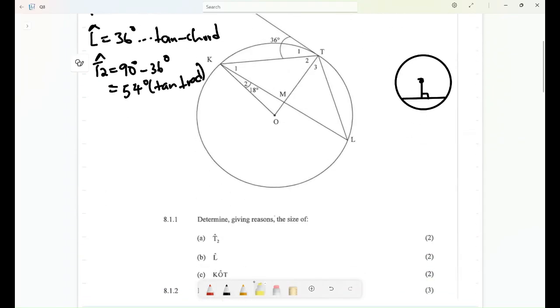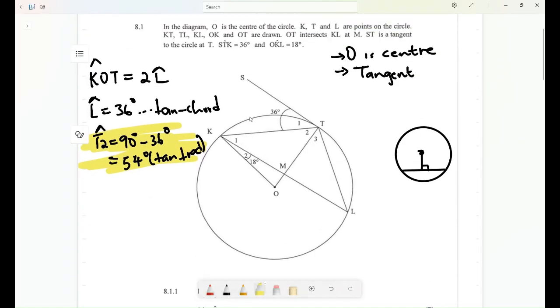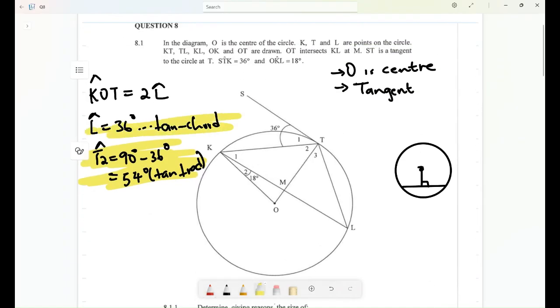Now determine angle T2, giving reasons. Can you see the importance of analyzing my sketch before moving on? I've already found T2 to be 54 degrees, reason: tangent perpendicular to radius. Did I find angle L? Angle L is equal to 36 degrees, and I already gave a reason, tan chord theorem. You see, this is the importance of analyzing my data.